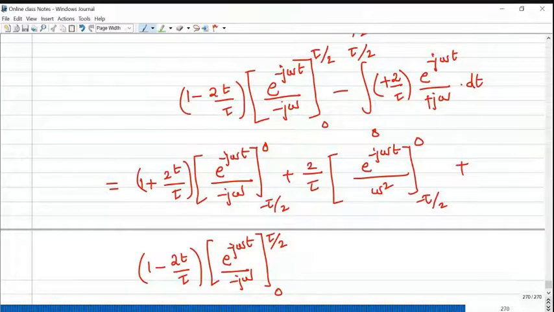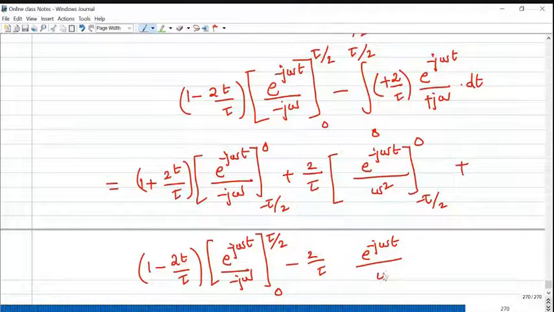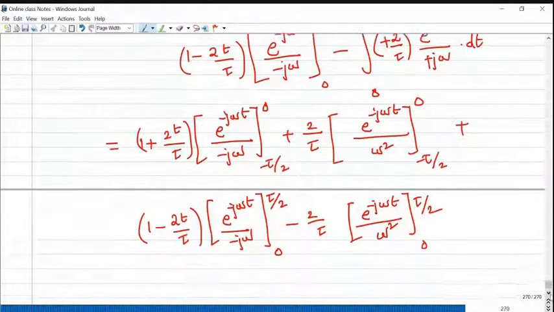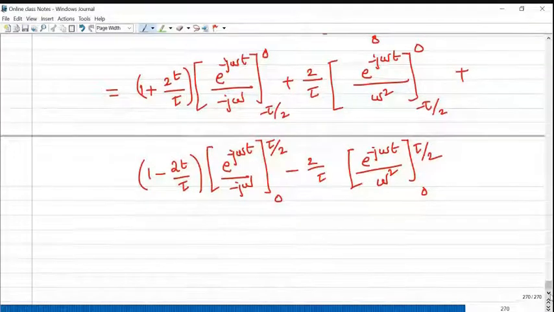Okay. So 1 minus 2t by tau, 0 to tau by 2. So minus 2 by tau, I'll take 2 by tau outside. Now e power minus j omega t divided by j omega, so that you will get omega square. The limit is 0 to tau by 2. Then if you substitute the limit carefully and solve it, you will get the final result.